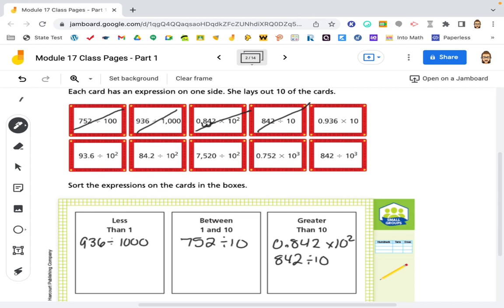So we have 936 thousandths times 10. Means we move the decimal point over one time. It's going to be 9 and 36 hundredths, so it's going to be between 1 and 10. Then we have 93 and 6/10 divided by 10 to the second power, which is the same thing as 100. 93 and 6/10 is less than 100, so it's going to be less than 1.